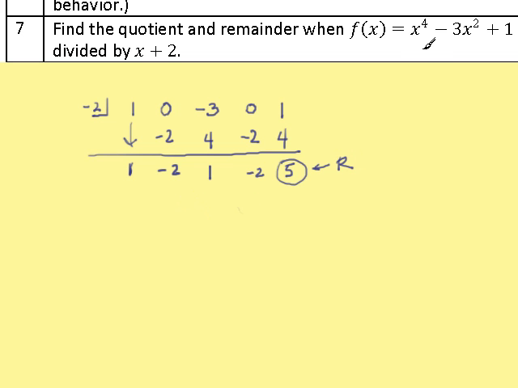And we're going to get a polynomial beginning with x cubed, since we divided x to the 4th by x. So we're going to get 1 degree less. So that would be 1 times x cubed minus 2x squared plus 1 times x minus 2, remainder 5.